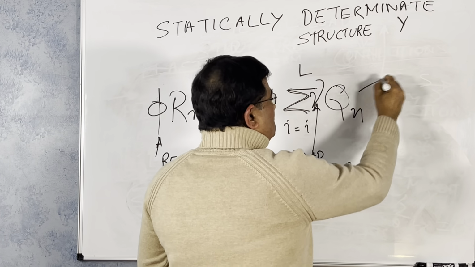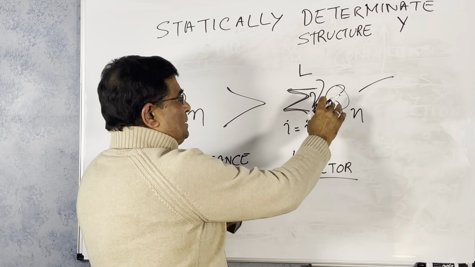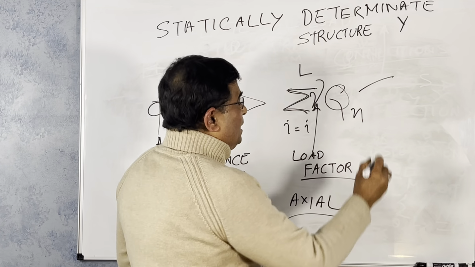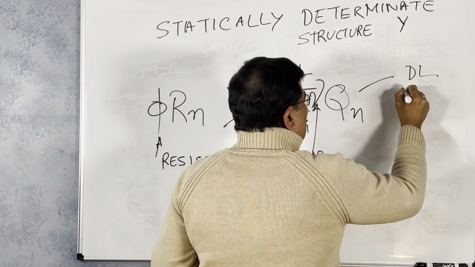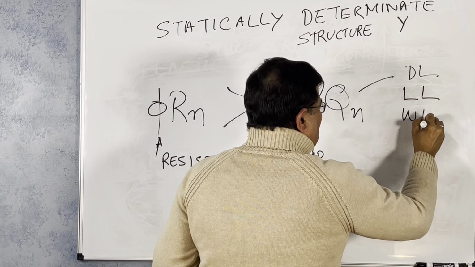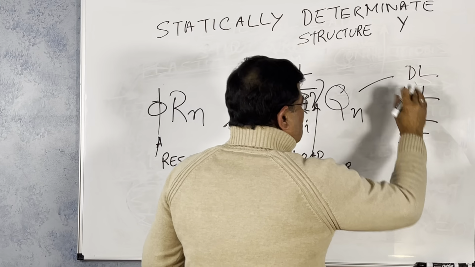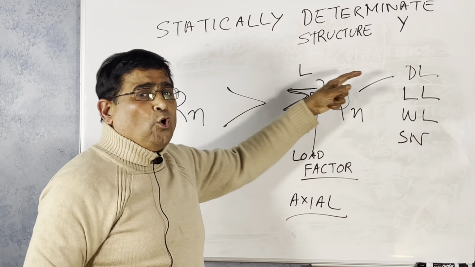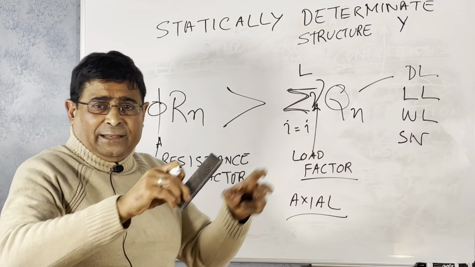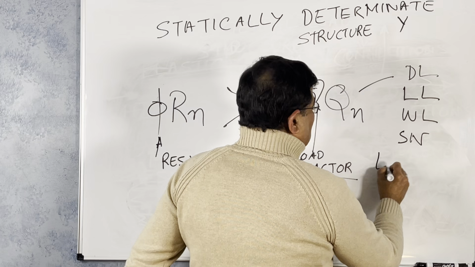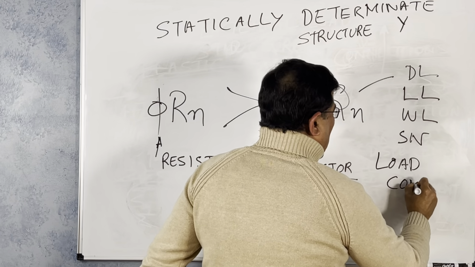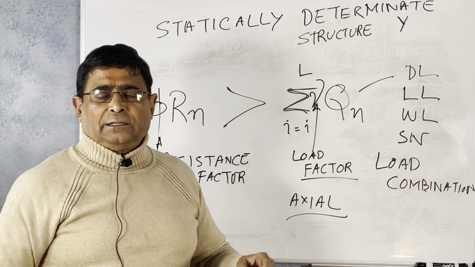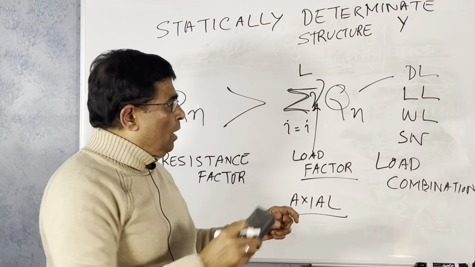Why? Because inside a member, consider one example, axial forces, tension and compression. One part comes from dead load, one from live load, one from wind load, one from snow load. All these sum up, but they sum up in such a way as to give the worst effect. So we need a load combination. The code specifies how to combine the different loads. The codes will guide you how to choose them.